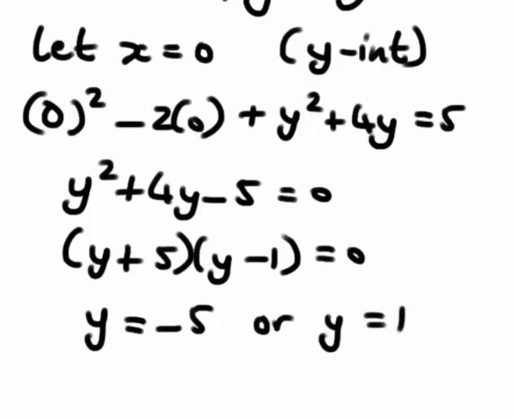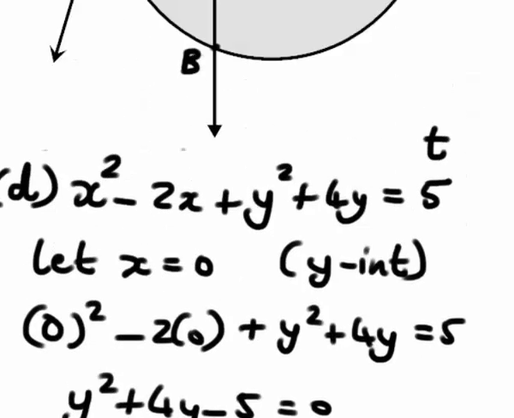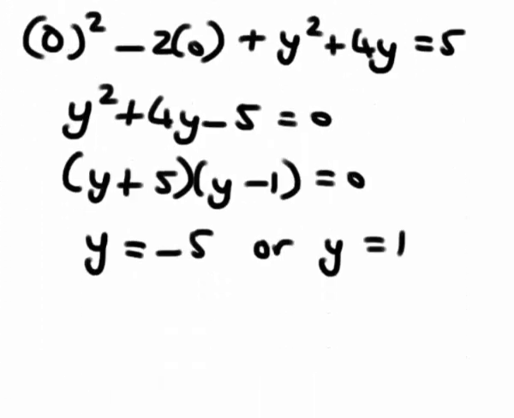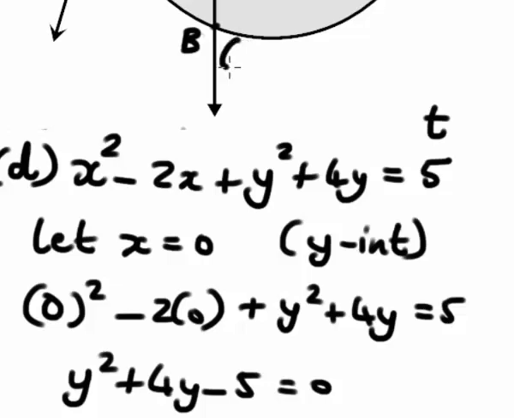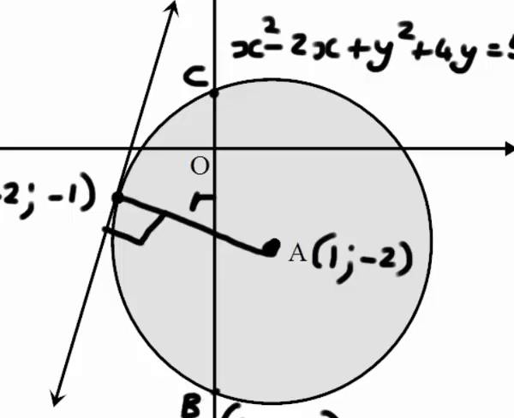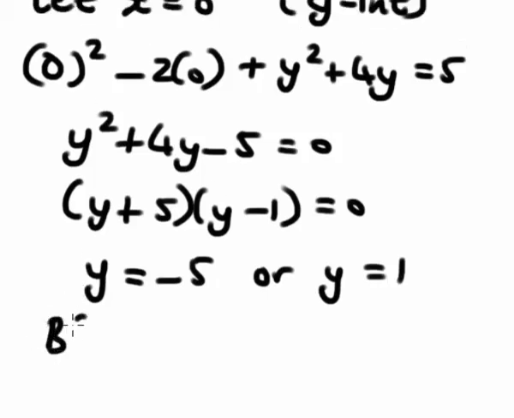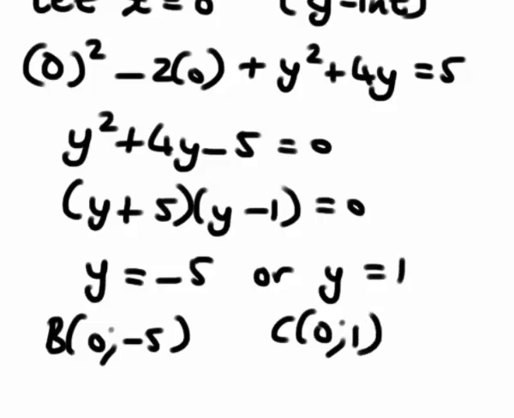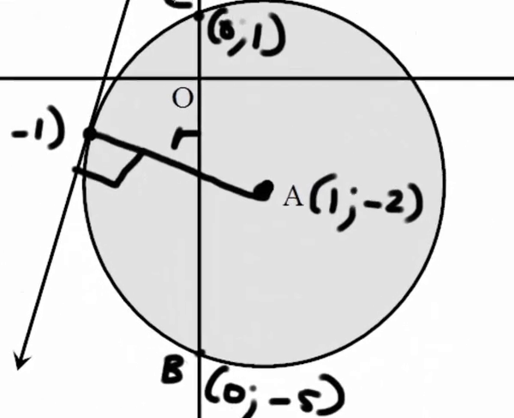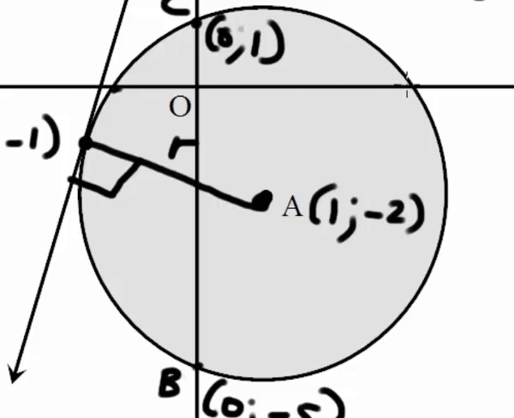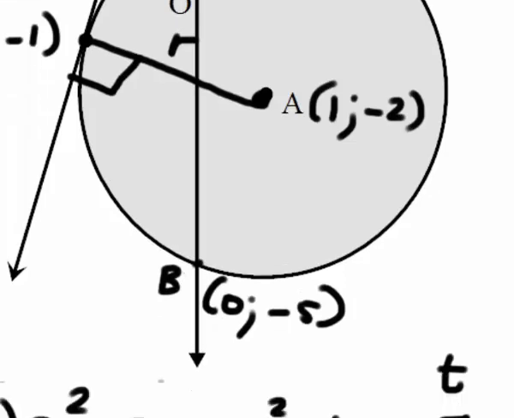If you have a look at the coordinates, let's go up to the circle. The value of b here will be 0, negative 5, and the y value at the top would be 0, 1. So the coordinates of b would be 0, negative 5, and c would be 0, 1. Those are the y-intercepts. Remember, for x-intercepts, you would let y be equal to 0, as we did in a previous example.